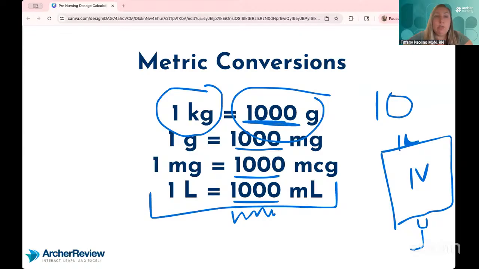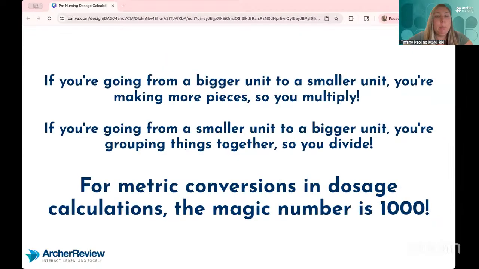Okay, so let's move right along. Couple more hints here. If you're going from bigger to smaller, you're making more pieces, so you want to multiply. I hope that makes sense. So bigger to smaller, think about we're breaking things up into a lot of pieces, so that really means we have to multiply. This is something like going from kilograms to grams. Now, opposite of that, if you're going from a smaller unit and you need to make a bigger unit, you're grouping things together, so you have to divide. Think of this as converting milligrams to grams.